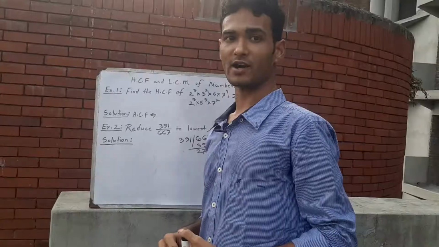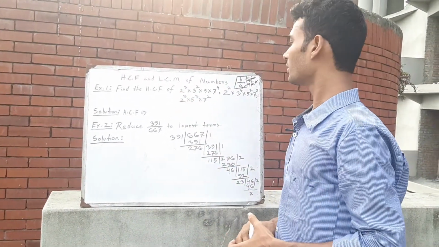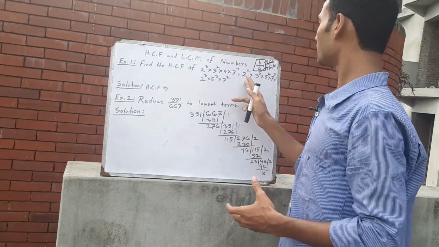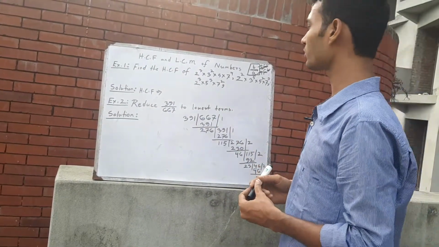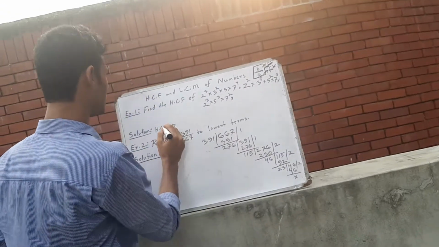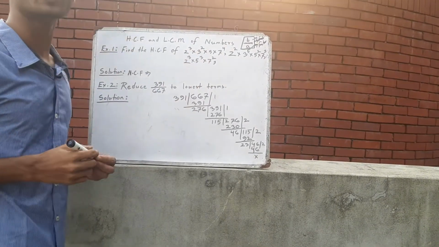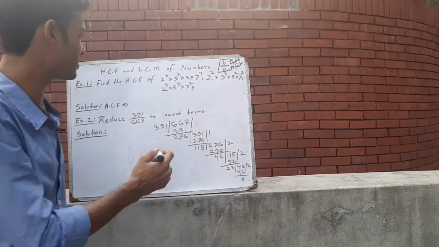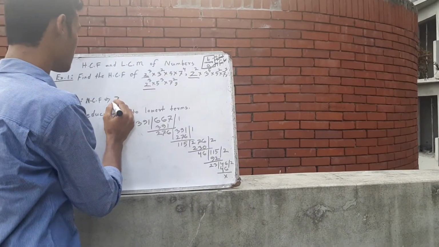Okay, to start our first question, example 1: find the H.C.F of 2 cube into 3 square into 5 into 7. In our example 1, there are 3 parts. First, we need to identify our H.C.F, the highest common factor. What we need to do first is identify the common prime factors. In our 3 parts, we find that 2 is common in each, so 2 is our common factor.